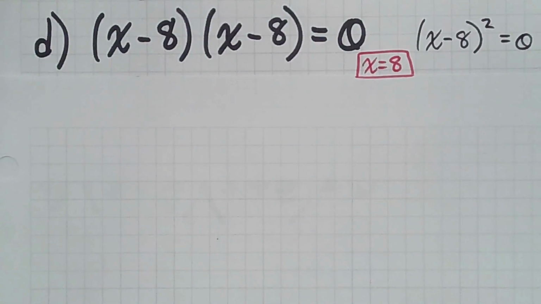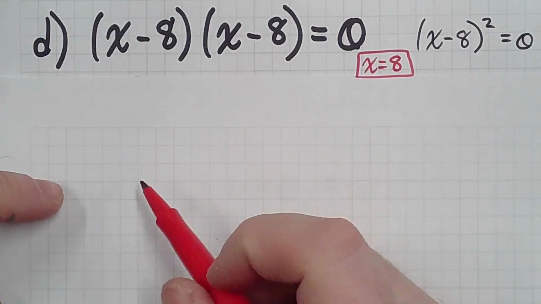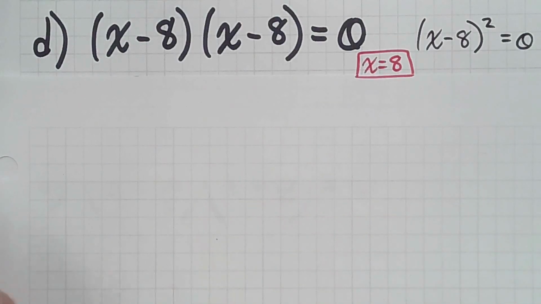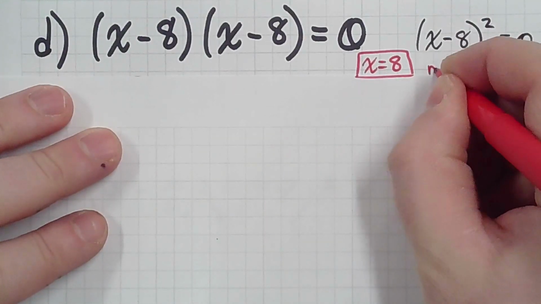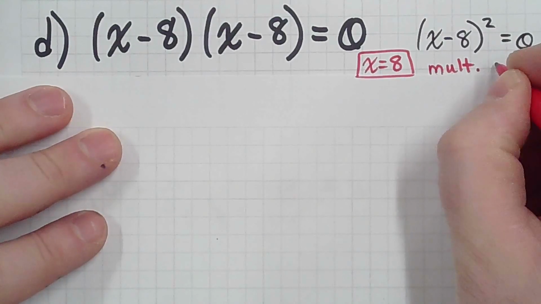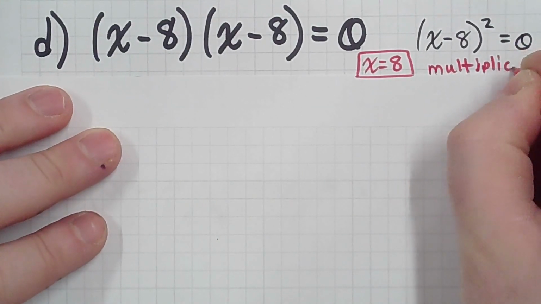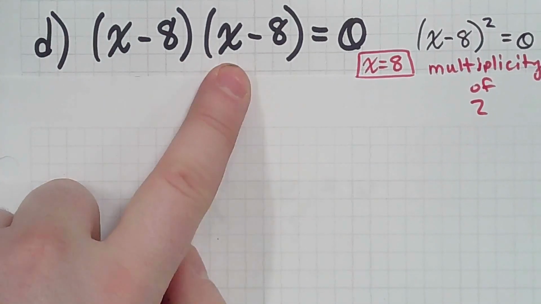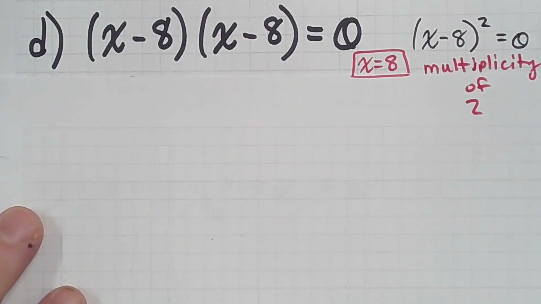Now, I said earlier, the fundamental theorem of algebra says that there has to be two answers, right? This is a square. So how come we only got one? Well, this is going to annoy you. But we say 8 has a multiplicity of 2, meaning that it counts twice. And it's because it's an answer to both of these binomials, if you want to think algebraically.